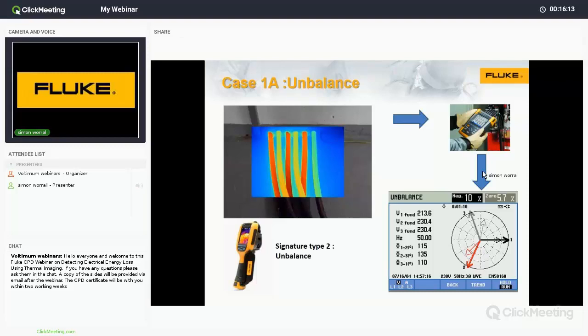So a power quality analyzer will tell us as a percentage what our unbalance is. And on screen at the moment, we've got a 10% unbalance and a 5.7% unbalance. Those are voltage unbalances. They are way above the maximum allowed for motors.